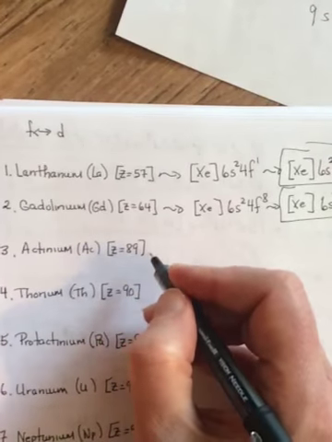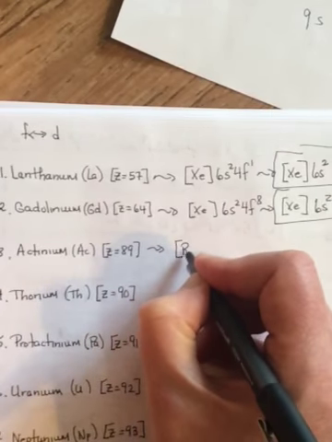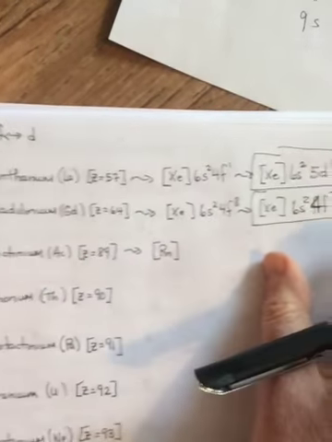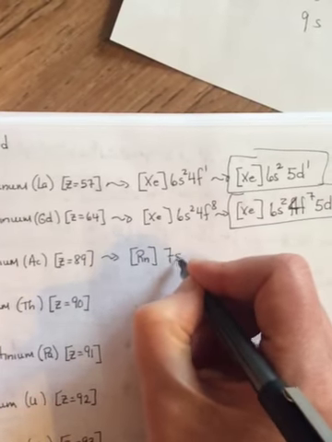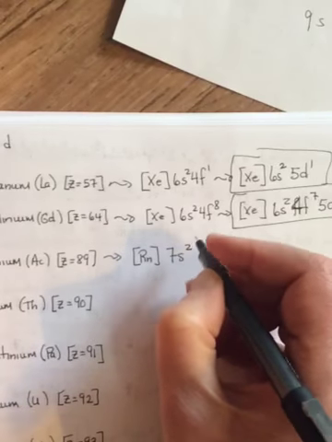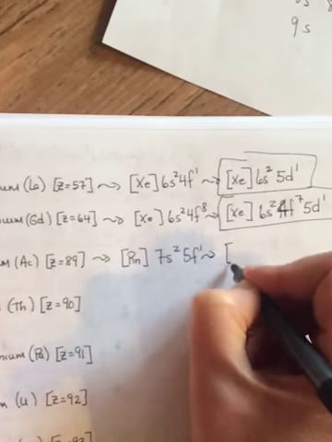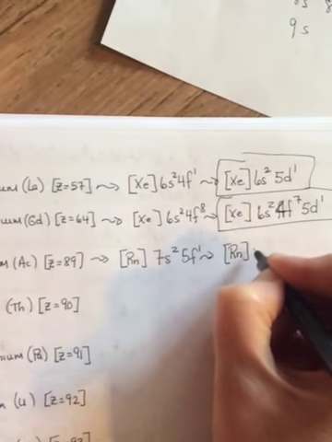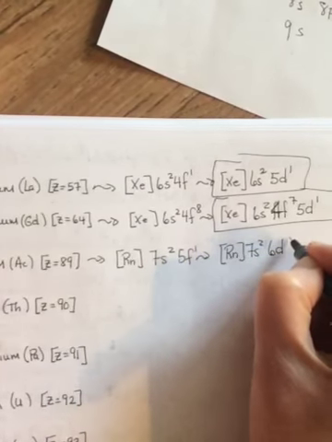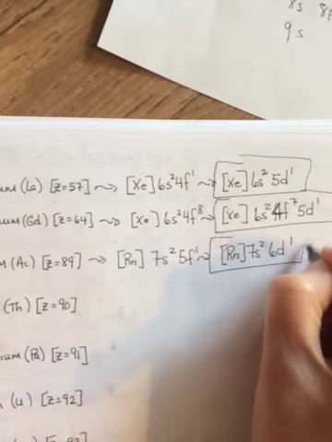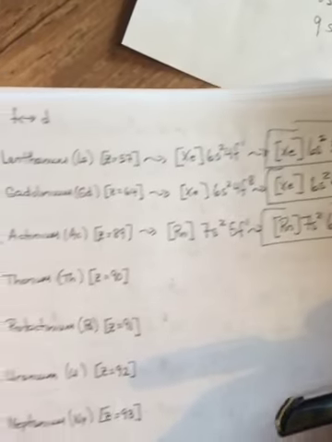Actinium, 89, nearest noble gas is going to be radon, Rn. So it's the next gas up, so it'll be 7s2, and then again 5f1, and again d steps in. So it becomes Rn 7s2, 6d1, so that there's only one in the d as opposed to one in the f.